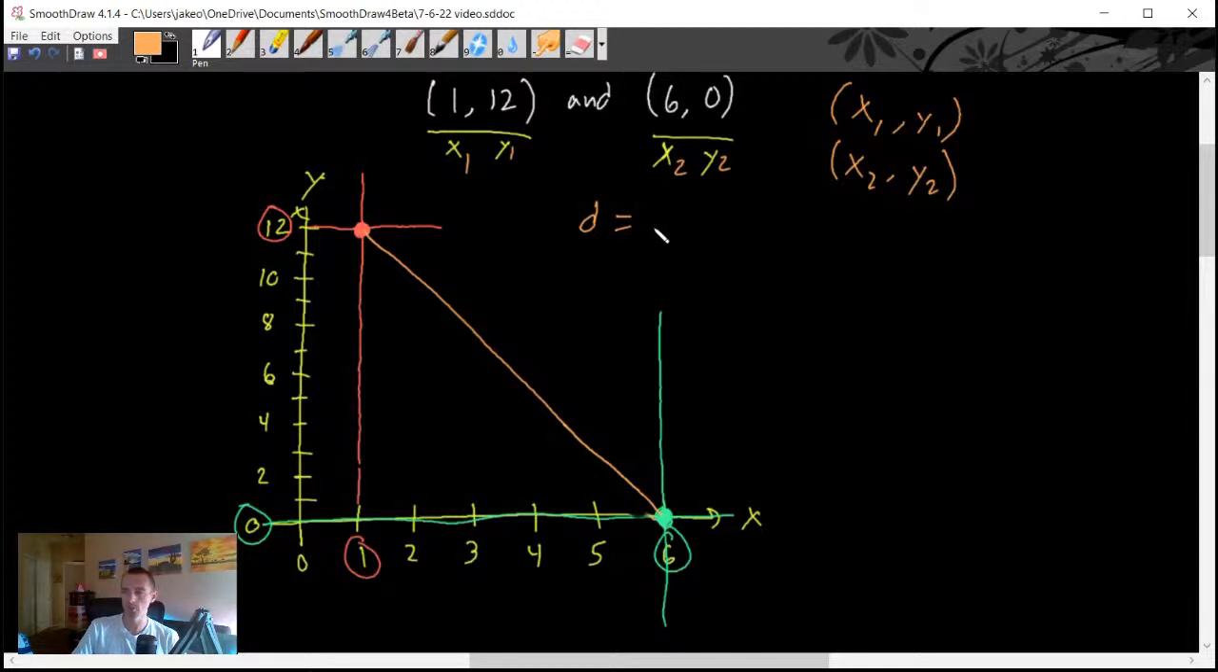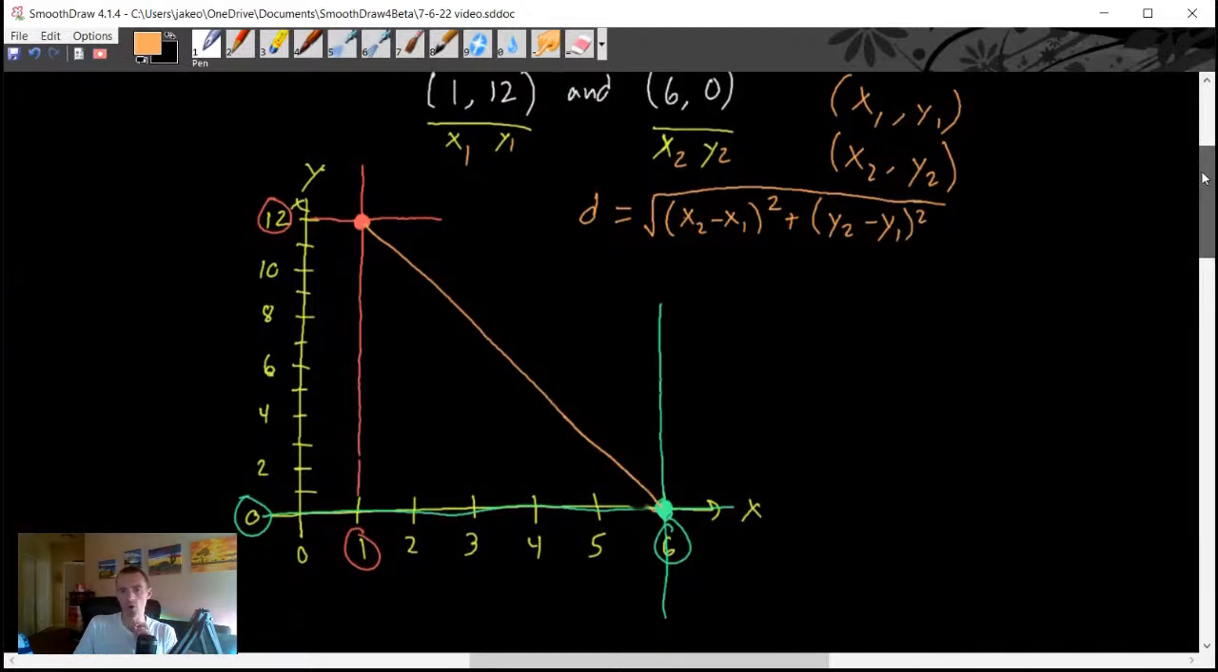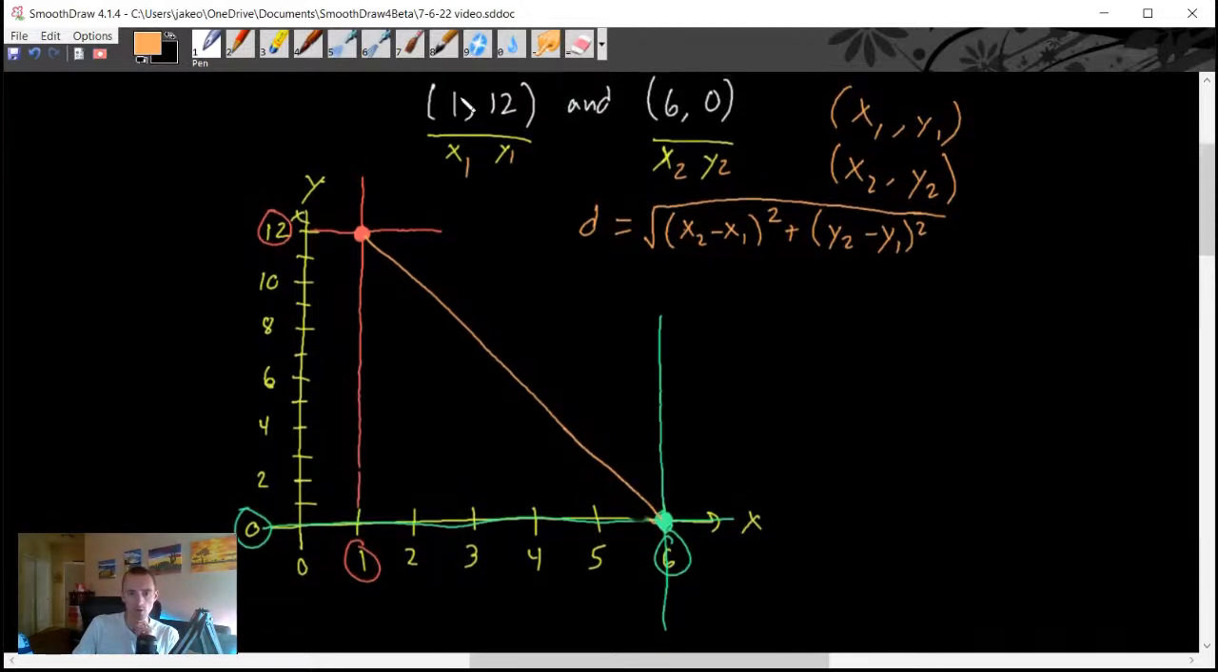The distance between these 2 points is just going to be the square root of, in parentheses, x2 minus x1 squared plus, in parentheses, y2 minus y1 squared. Essentially, all we have to do is plug in 1 for x1, 12 for y1, 6 for x2, 0 for y2 into this distance formula, and we'll be able to find the distance between these 2 points.